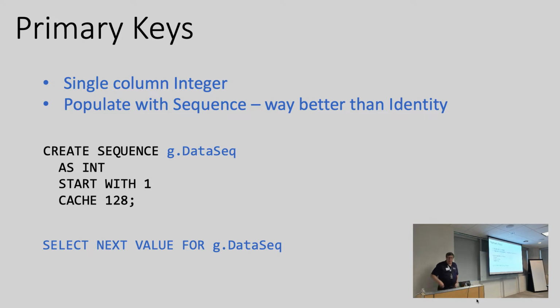So, primary keys. As I mentioned before, single-column integer, but I don't like identity. I like sequences better. How many of you have worked with sequences before? Okay, congratulations. How many of you see identity in your tables? If you have identity in your tables, there's a problem with it. Not only is it harder to reset that identity, you have to do SET IDENTITY_INSERT ON, and it's a pain to work with.